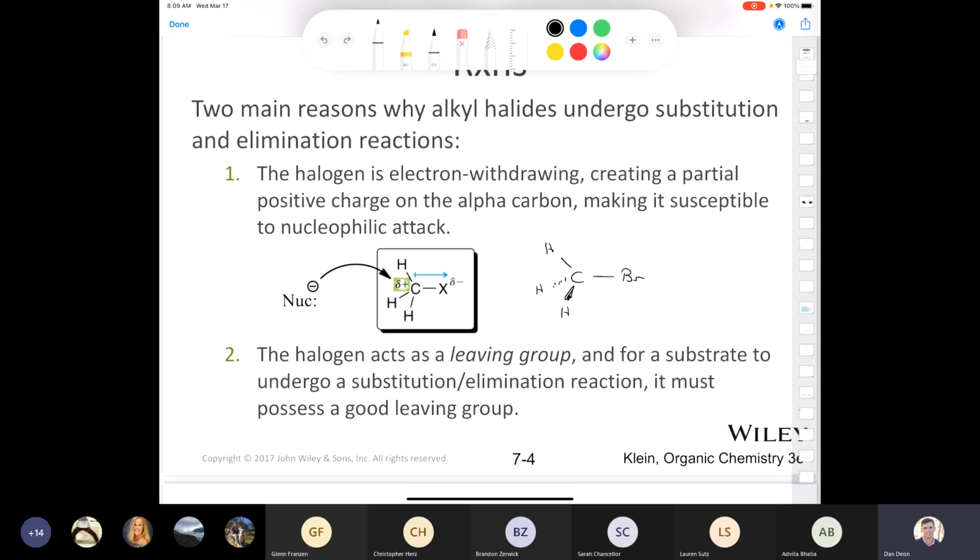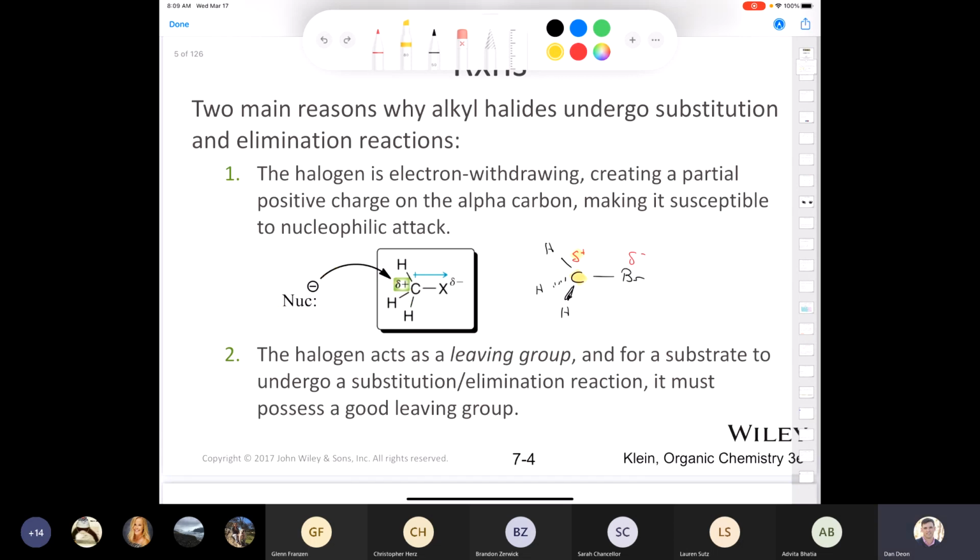Well, we know the bromine is more electronegative than the carbon, and so it's going to pull electron density towards itself. Therefore, we have a polar bond, and the conclusion is that the carbon is going to be electrophilic. Right? It's going to have a partial positive charge, and so it's going to render it susceptible to nucleophilic attack, and that's why the nucleophile is attracted to that carbon, because it is electrophilic, opposites attract.